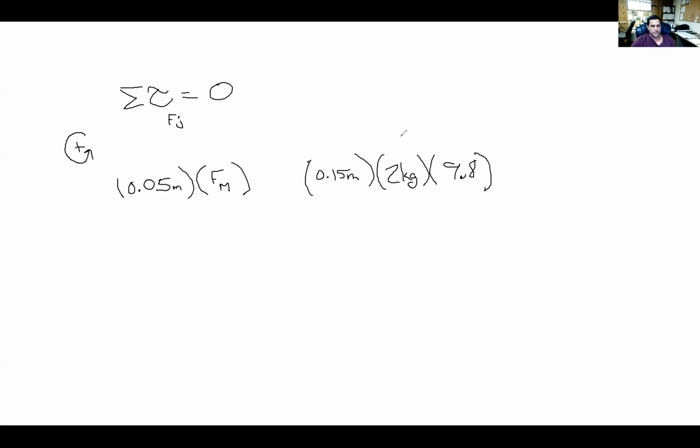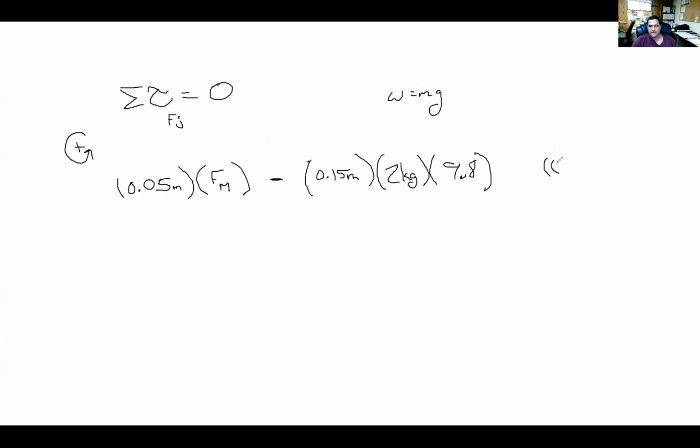And that's multiplied by gravity. So weight is mass times gravity. But this one wants to rotate clockwise around the joint, so this one is going to be negative. And then the next and final force is the ball that's in the hand.